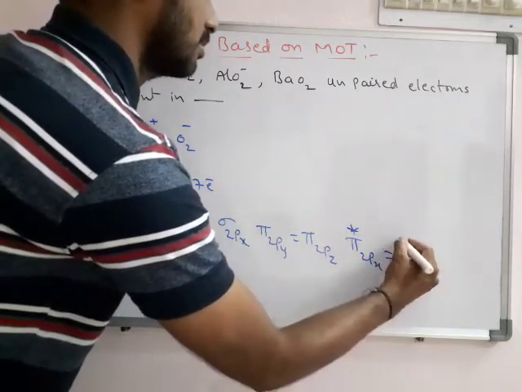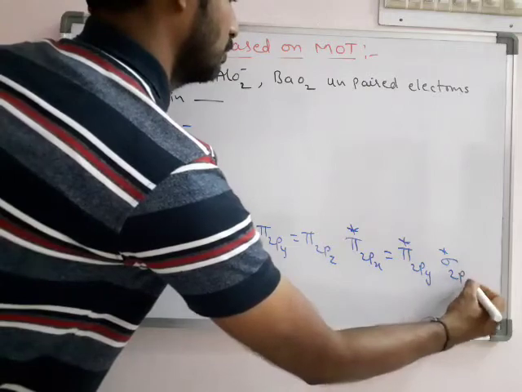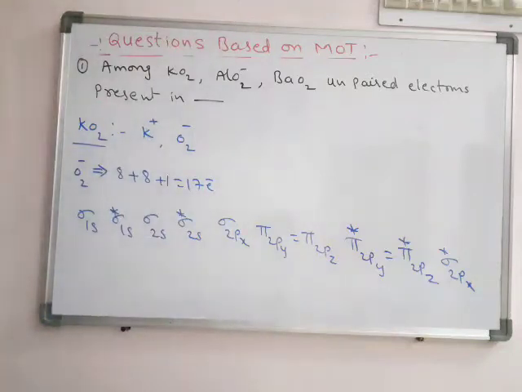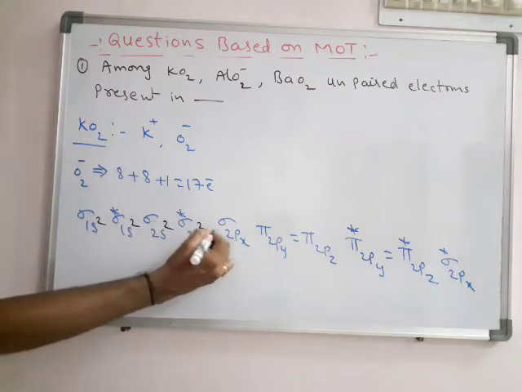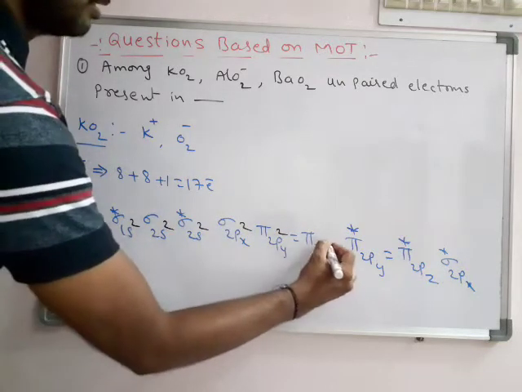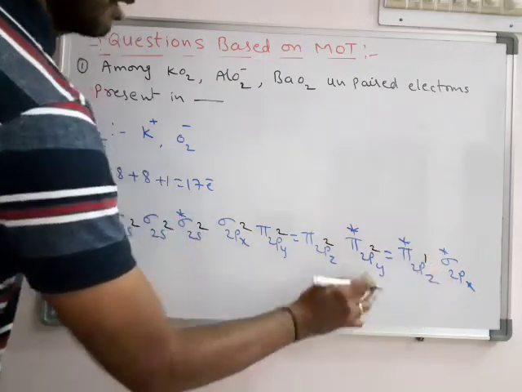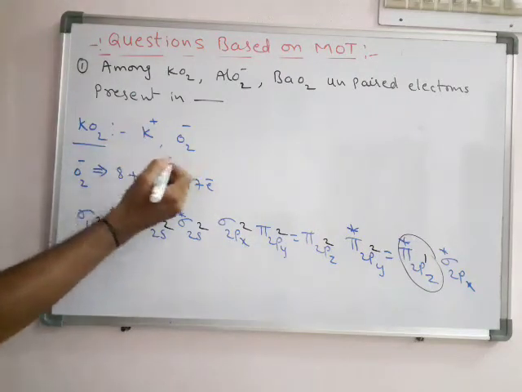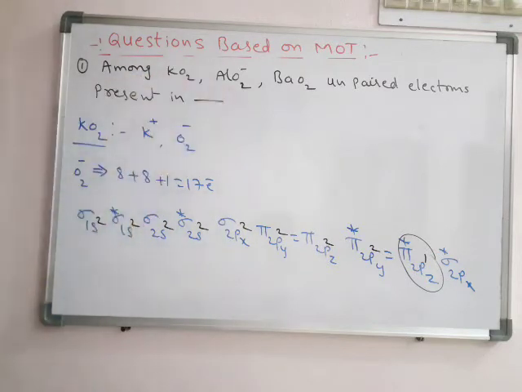Pi star 2py, pi star 2pz, sigma star 2px. Okay, now fill those electrons: 2, 4, 5, 6, 7, 8, 9, 10, 11, 12, 13, 14, 15, 16, then 17. So it has one unpaired electron in pi star 2pz. So KO2 has an unpaired electron. That is one answer.